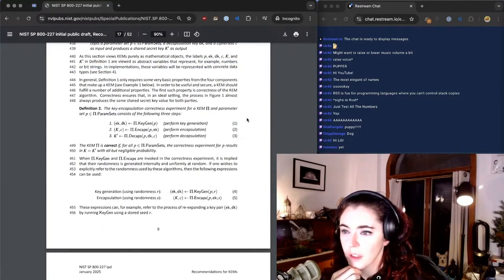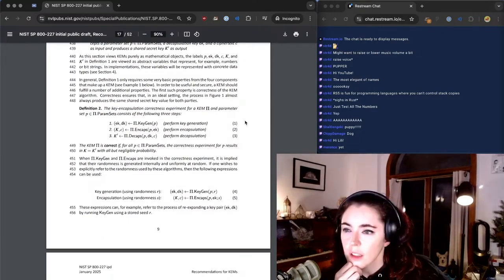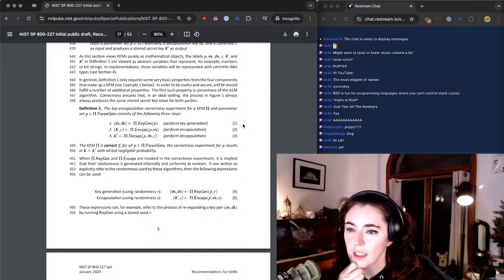Cool. Yes, definition 1 only requires basic properties for components to make up a KEM. It needs to be useful and secure. I like that. Useful. A KEM should fulfill a number of additional properties.